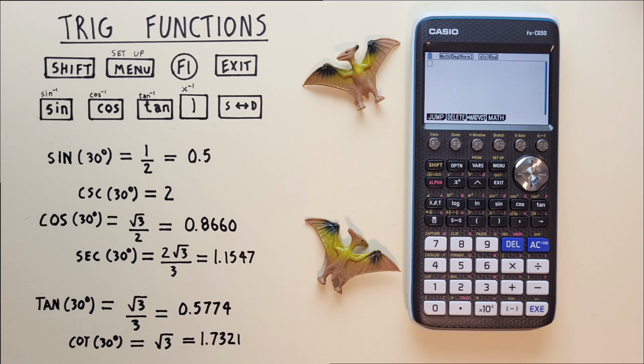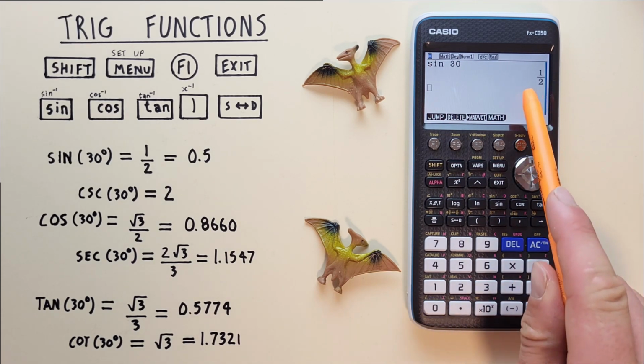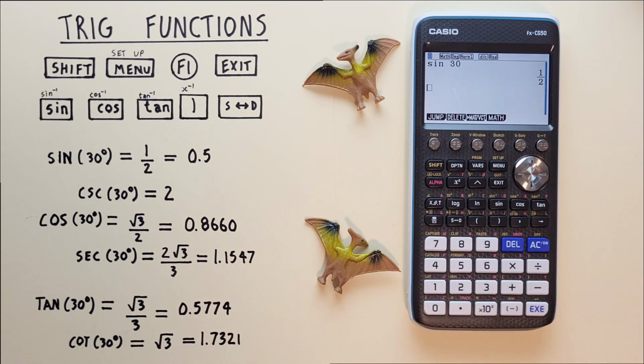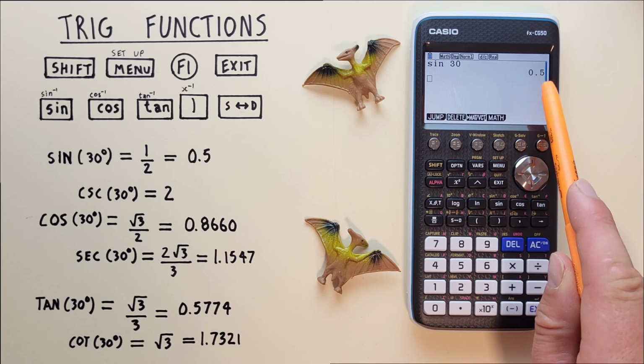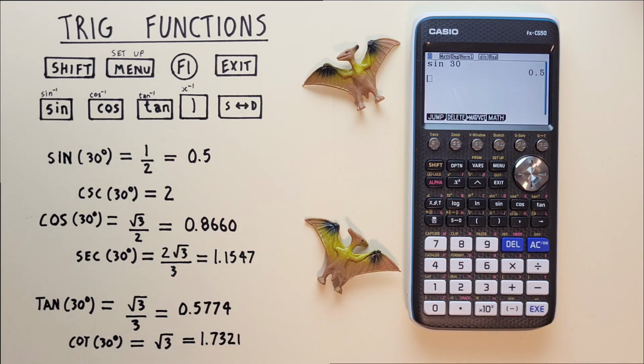All right, first let's look at sine, cosine, and tan. If we want to find the sine of 30 degrees, we start by pressing the sine key, entering 30, and hitting the EXE. That gives us 1 over 2. And if we want to convert that to decimals, we hit the S to D key, and see we get 0.5, which is correct. For cosine of 30 degrees, we use the cos key, enter the 30, and hit EXE.